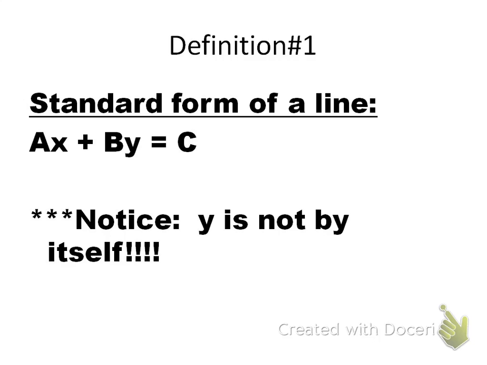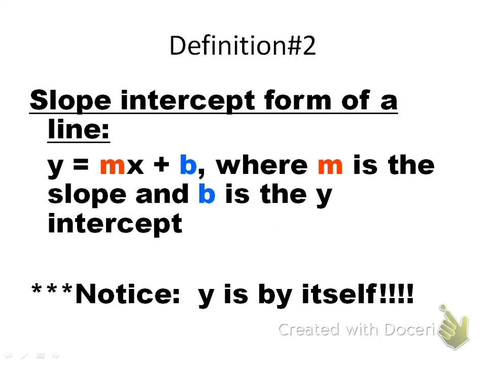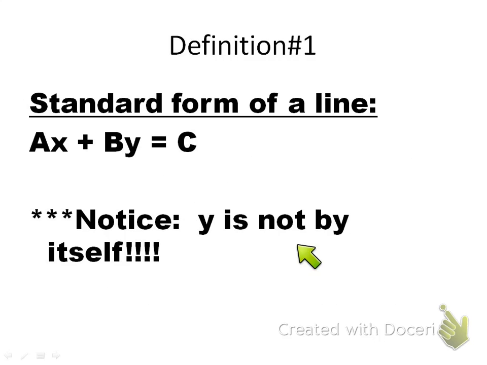There are 2 forms we're going to work with today that the equation can be given to you in. The first one's standard form. So the most important thing to notice about standard form is this right here. The y value is not by itself. If y is by itself, we call it a different form. That's the next one we're going to look at.